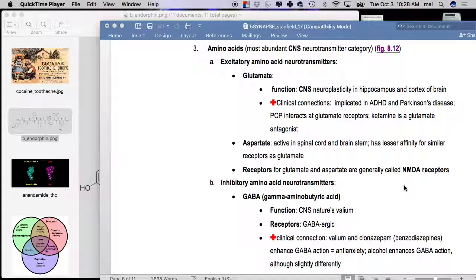So I would predict that the research will be kind of interesting about it within the next 10 years. Okay, so the next category that we are going to talk about is a huge category of neurotransmitters.